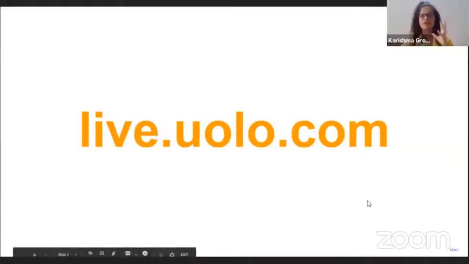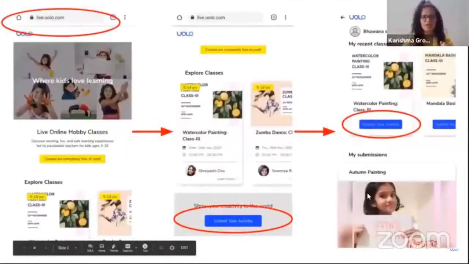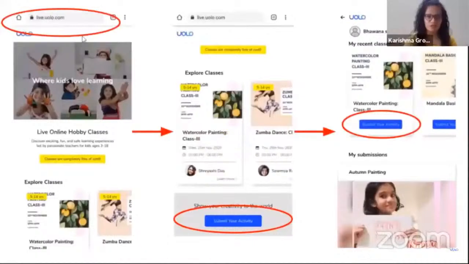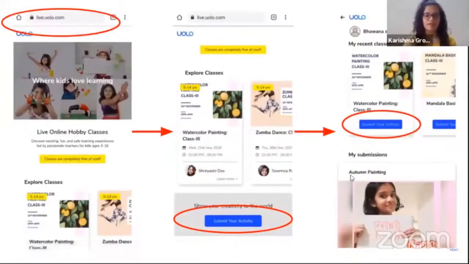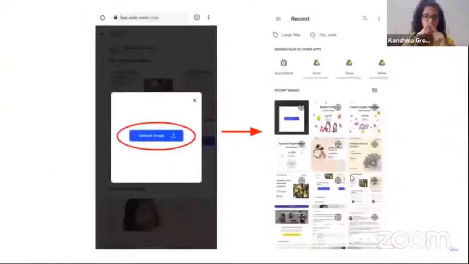live.uolo.com. Once you go to that site, you will find our weekly schedule. You'll need to select the class you just attended. Today's class is a science class, so you'll go to science class and you'll see this button, submit your activity. Click on submit your activity and a dialog box will open with upload image, and your gallery will open simultaneously. So click on upload image, select the images from the gallery.